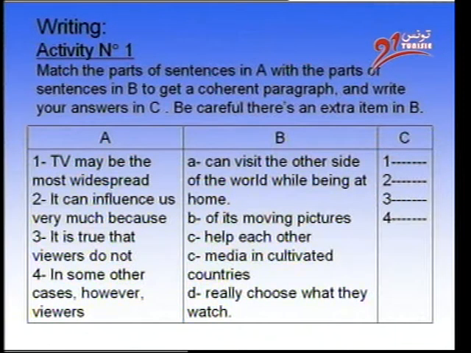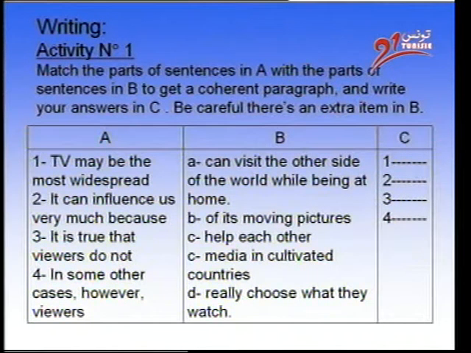Activity number 1. Match the parts of sentences in A with the parts of sentences in B to get a coherent paragraph and write your answers in C. Be careful, there's an extra item in B. TV may be the most widespread. It can influence us very much because it is true that viewers do not. In some other cases, however, viewers.